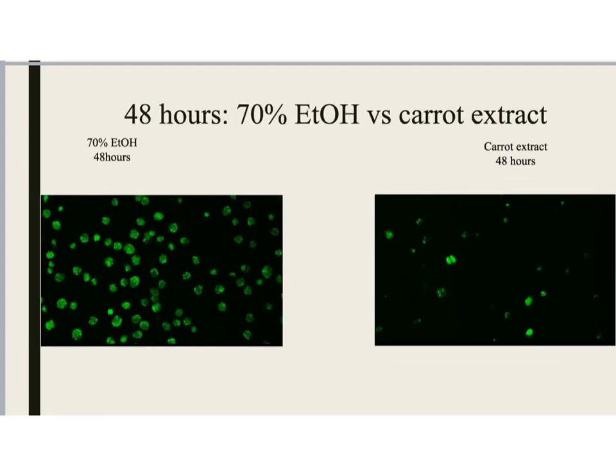So moving on, I wanted to show you the 70% ethanol versus my carrot extract, because in the ethanol you can see what the healthy cells look like. Yes, there are a few that have maybe apoptosis happening where they're shrinking up, but not nearly as many as my cells had in the carrot extract.